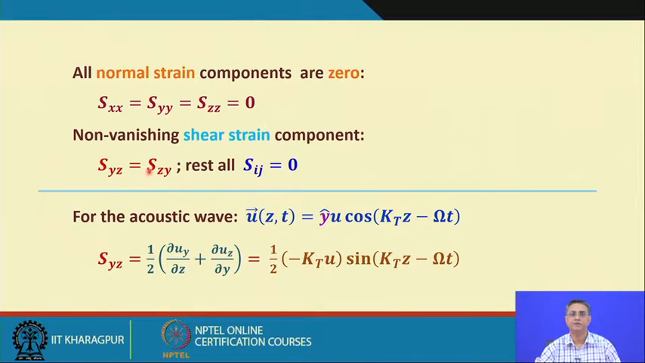So, we have only one non-vanishing strain component, strain element, that is S y z equal to S z y, and for this acoustic wave it is very straightforward to obtain this S y z or S z y, which is a symmetric tensor element. So, if we calculate this y variation with z and z variation with y, one of them will be surviving. So, this will give you this quantity, that is S y z, and we call this the strain amplitude.